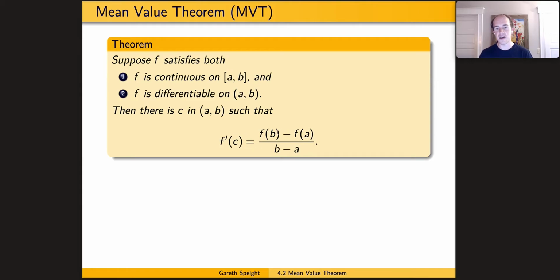Okay, so let's try to untangle what this means. What is f prime of c and what is f of b minus f of a over b minus a, and how are they related? Before we do that, let me just remark that if you multiply both sides here by b minus a, you get f of b minus f of a equals b minus a times f prime of c.